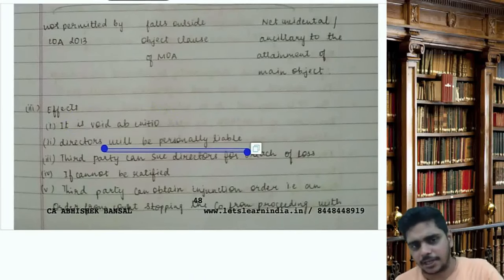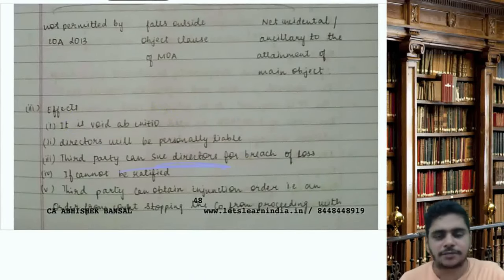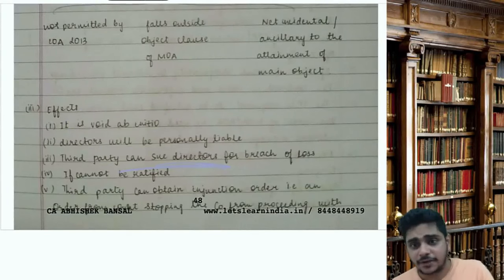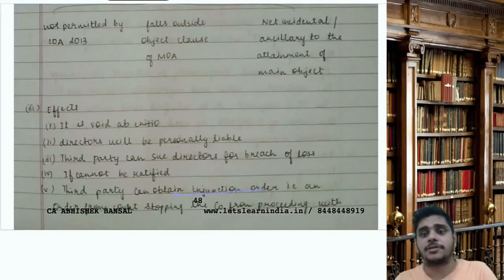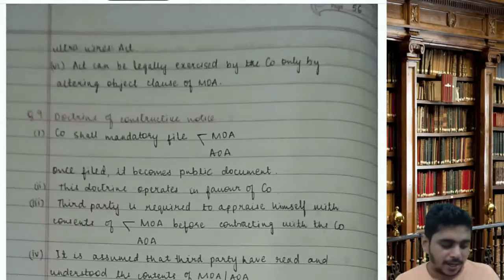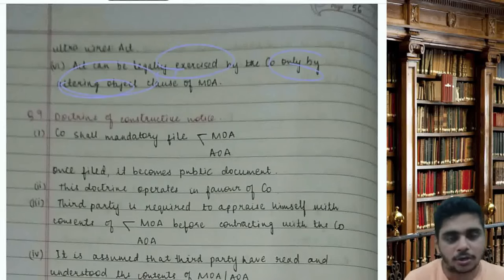Directors will be personally liable. A third party can sue the directors for breach of laws. It cannot be ratified. The third party can obtain an injunction order. An injunction order means a stay order from the court, stopping the person from proceeding with what he was doing. If you want to do the act, you can do it only by altering the object clause of the MOA.